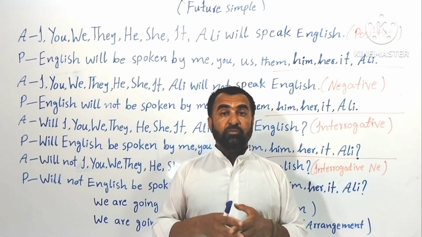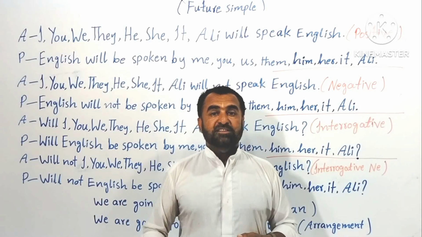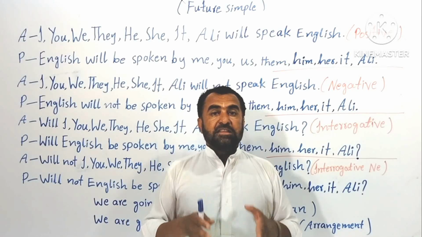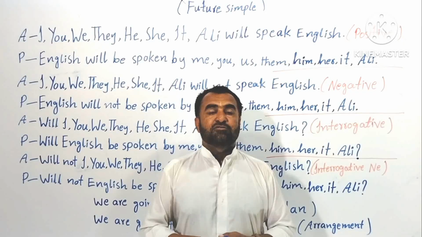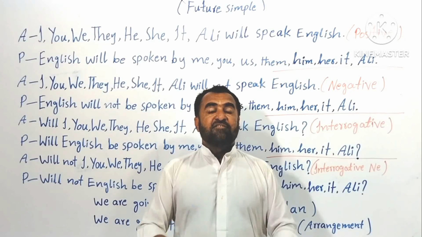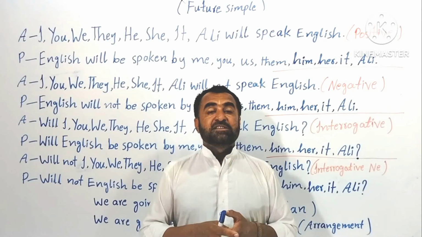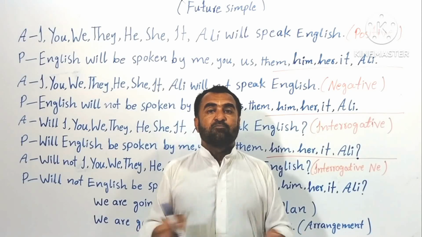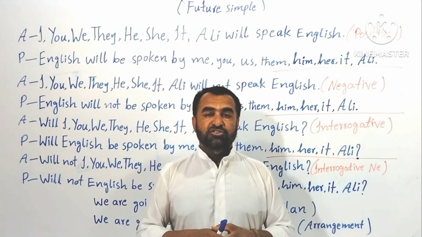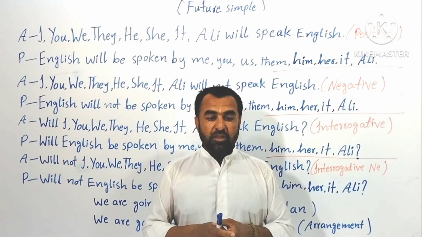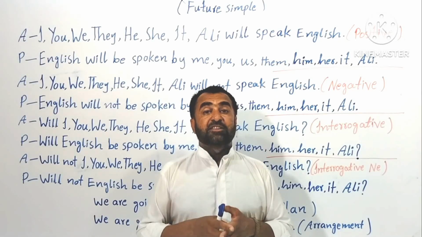Understood? Whether it is past simple, present simple or future simple, these sentences are without helping verbs. They are simple. That's why some grammarians have named them simple, whether past simple, present simple or future simple. They are without helping verbs: no is, are, am, was, were, has, have. Only your subject, then your verb. Finished. That's why.